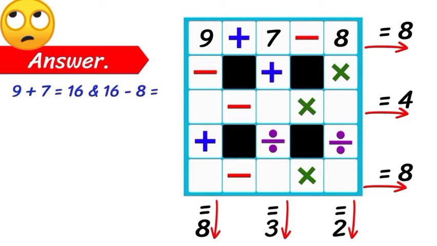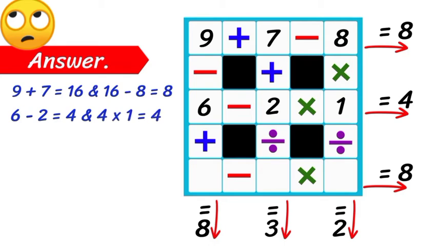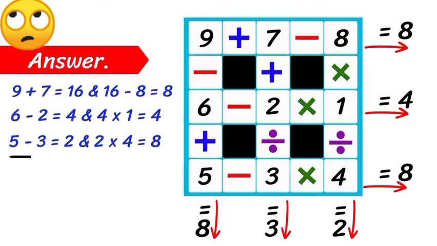16 minus 8 equals 8. 6 minus 2 equals 4. 4 into 1 equals 4. 5 minus 3 equals 2. 2 into 4 equals 8.